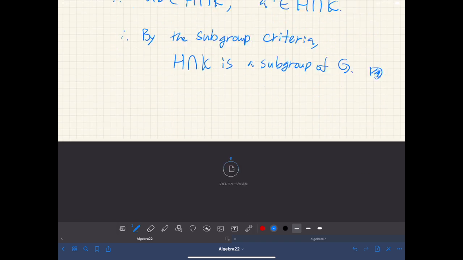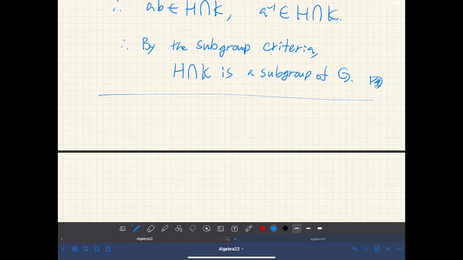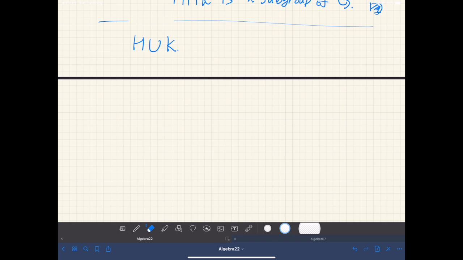By the way, even if H and K are subgroups of G, the union H cup K is usually not always a subgroup of G, unless you're lucky. This cannot be a subgroup of G in general. The next theorem shows the necessary condition for this union to be a subgroup.